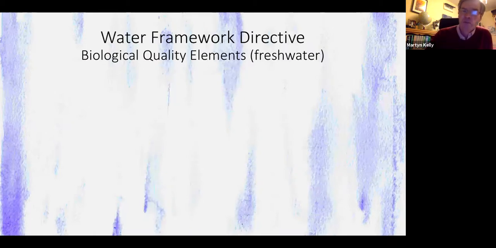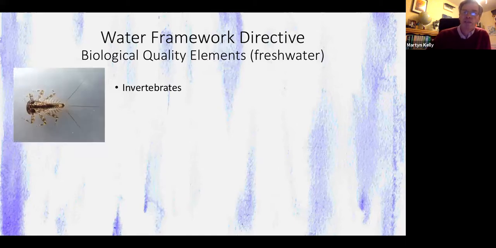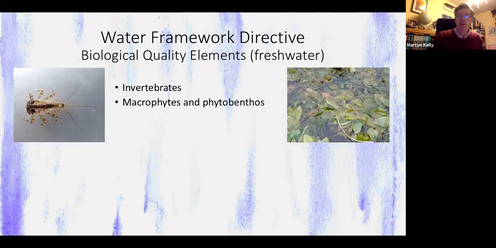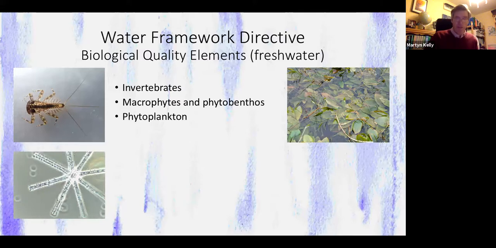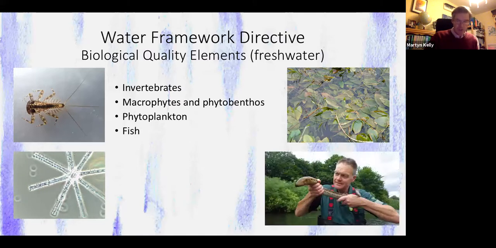So I said we had to assess different components of the aquatic ecosystem. These are called biological quality elements: invertebrates, the phytobenthos, which is what the periphyton is referred to in Europe and is bundled together with the macrophytes as a single biological quality element, then phytoplankton and fish. So everybody should be monitoring all of these or give a good reason why not.